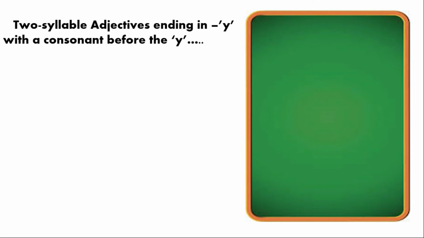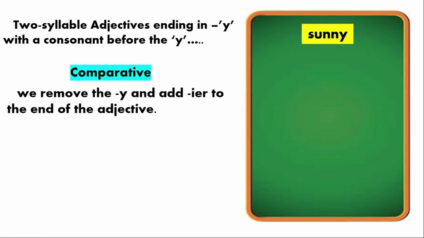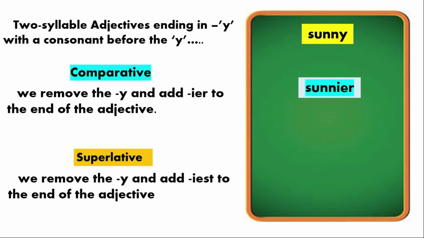For adjectives with 2 syllables and ending in y, with a consonant before the y, like sunny, in the comparative, we remove the y and replace it with IER, so it will be sunnier. And in the superlative, we remove the y and add IEST, because in the comparative, we added IER, but for the superlative, we add IEST to the end of the adjective, so it looks like this, sunniest. This is the sunniest day.